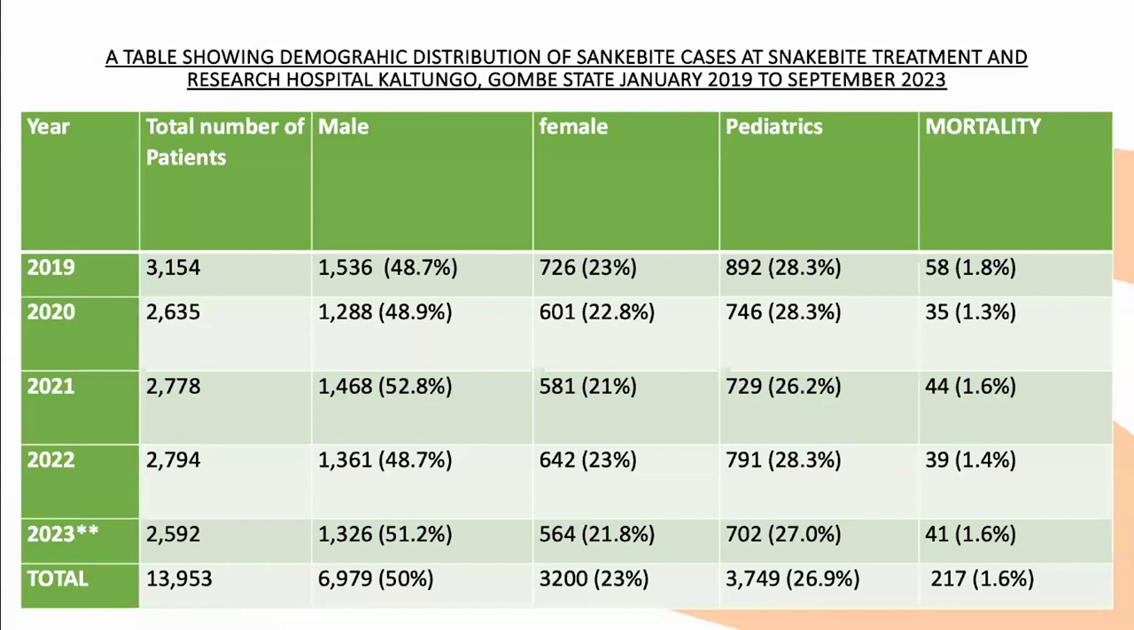the summary of what we have done in the last 5 years. You can see in January in the year 2019, we admitted about 3,150 patients. And out of these patients, 23% of them are female, 28.3% were pediatrics, and 48.7% of them are males.